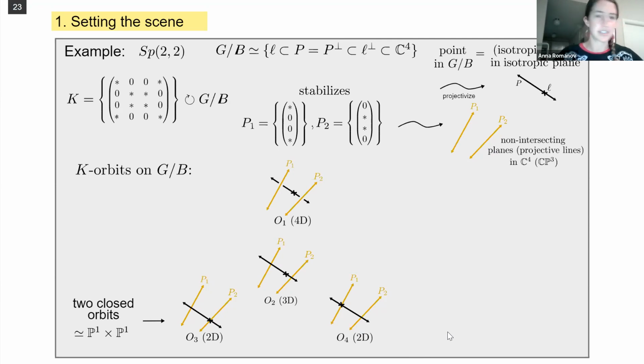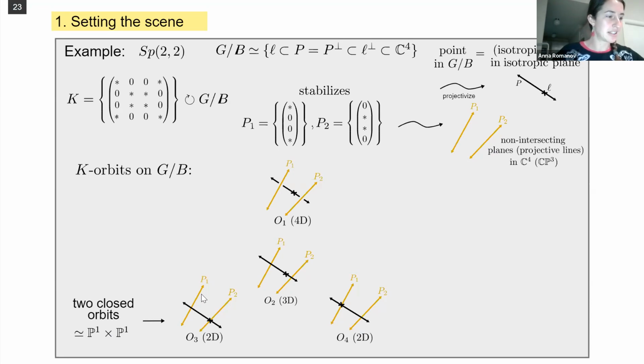And there are a few things to point out with it. One is that we have 2 closed orbits here, and each of these orbits looks like 2 copies of P1. We have 1 degree of intersection of where this point could possibly intersect P2, and then 1 P1's worth of what happens if we choose a point of intersection. We can see where this intersects the other plane P1.